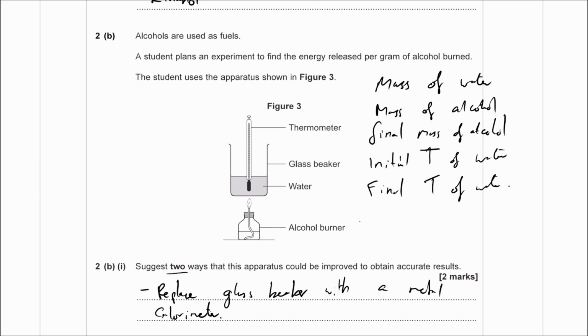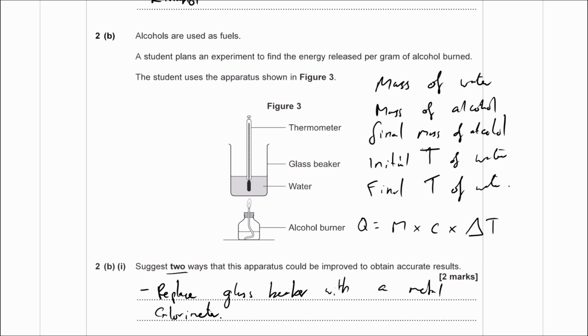The equation that we actually use is Q equals M times C times delta T. M stands for the mass of the water, delta T stands for the change in temperature, and C stands for the specific heat capacity of water. Now that's not something we need to measure, that's something we know. You don't need to know what it is, it's actually 4.2. We're not asked to actually describe this part in our question, but this basically explains why we need all these things.